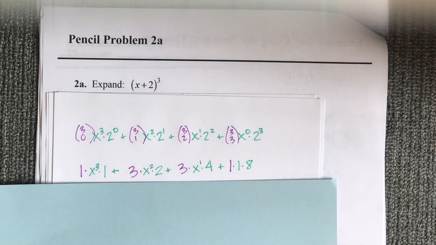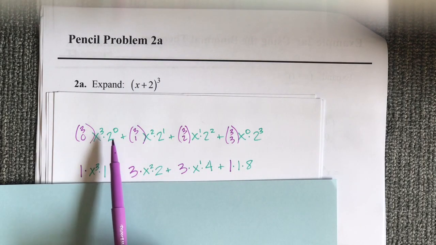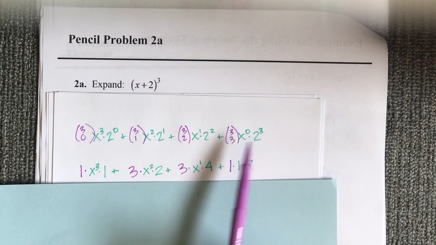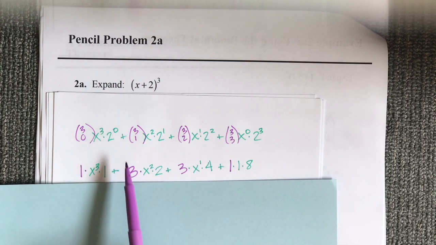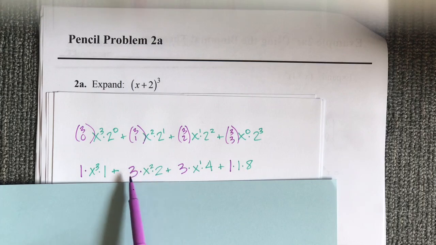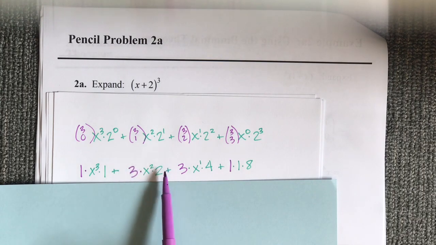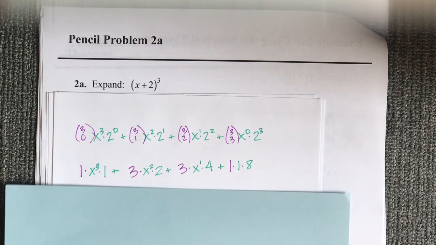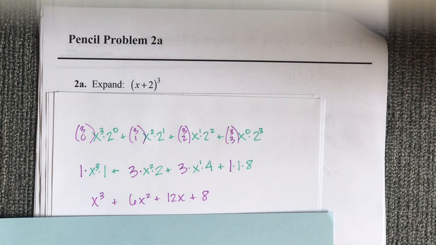What's different about the last problem is that on the last problem, these were 1s, and so they were basically not mattering. But now that it's a 2, they are affecting the final answer. Because on this second term, we have 3 times x squared times 2, so that's going to be 6x squared. This third term is going to be 12x. So that's your final answer for this pencil problem.